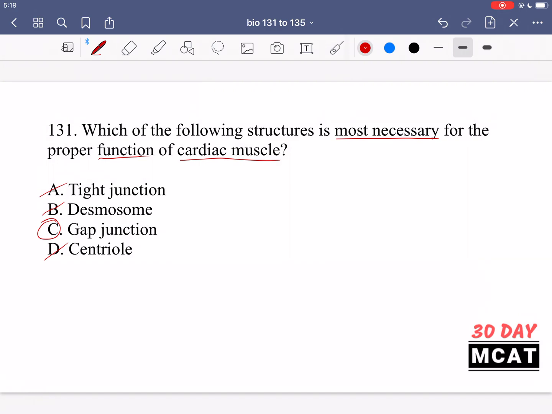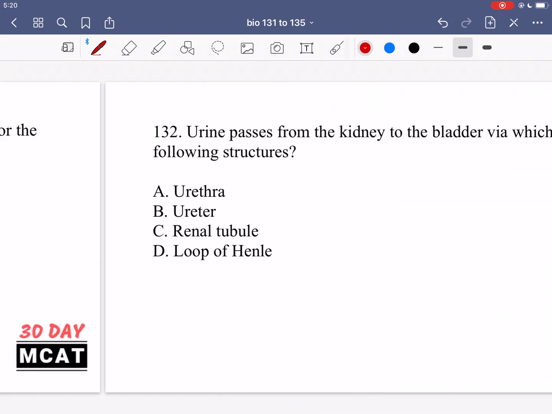So we don't have what we have in neurons. We don't have a synaptic cleft. We just have gap junctions which propagate the ions in an action potential directly from one cell into another, and this is a much faster way of propagating action potential. So the most necessary for cardiac muscle function would be gap junctions. So C is the best answer here.